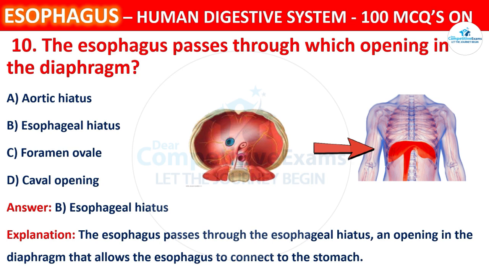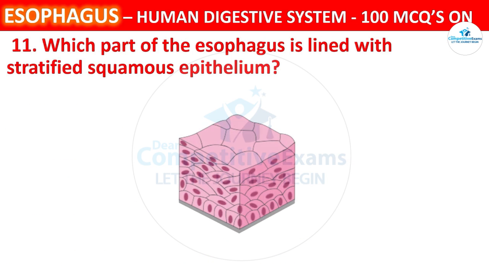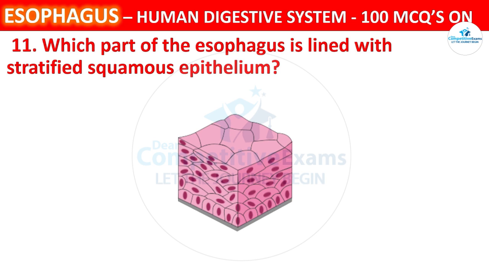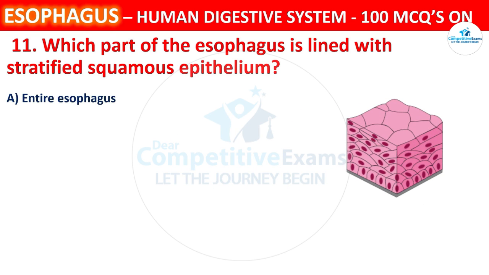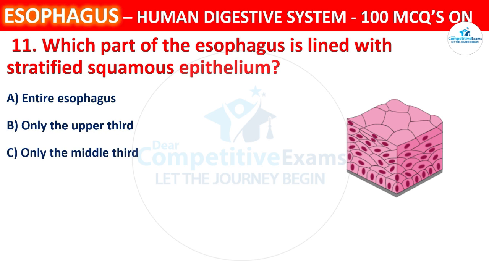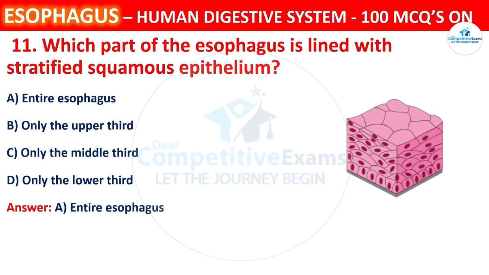Question number 11. Which part of the esophagus is lined with stratified squamous epithelium? Your options are entire esophagus, only the upper third, only the middle third, or only the lower third. The correct answer is A, that is entire esophagus.